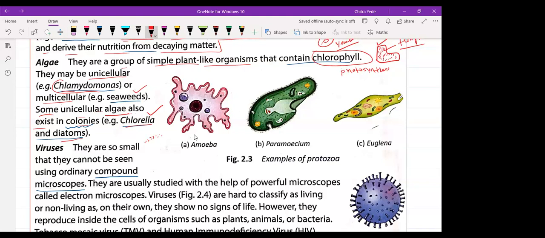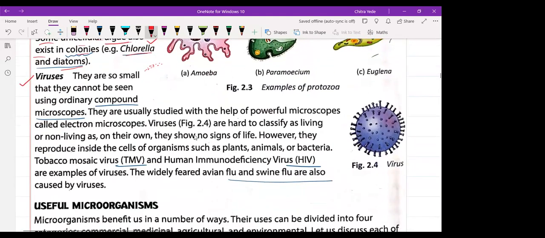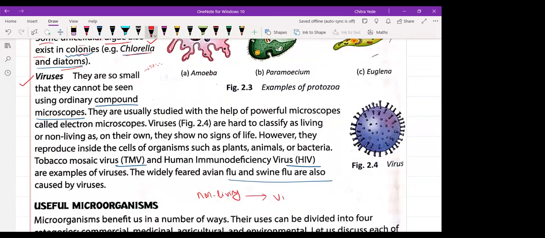Okay, now let's discuss virus. Viruses are an interesting study. Why? Because they are kept between living and non-living things. First on Earth we got non-living things, right? After non-living, viruses are formed. And after virus, bacteria are formed as living things.